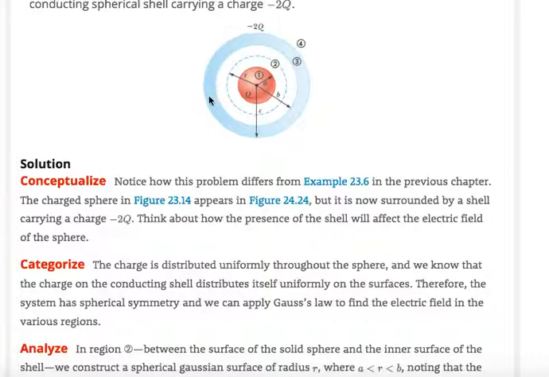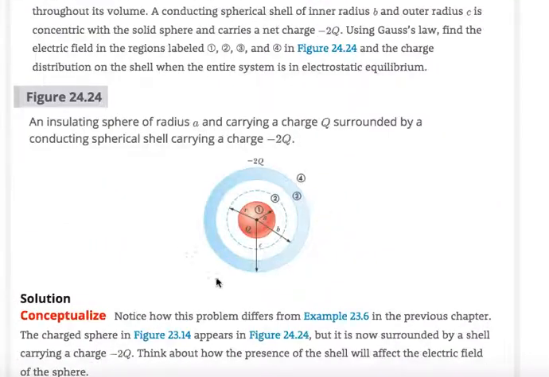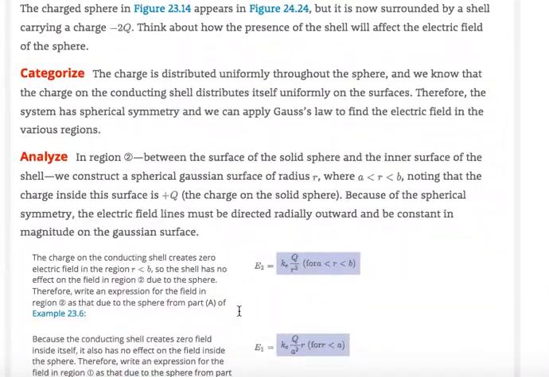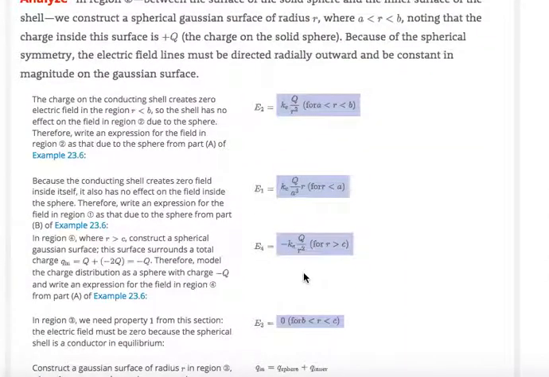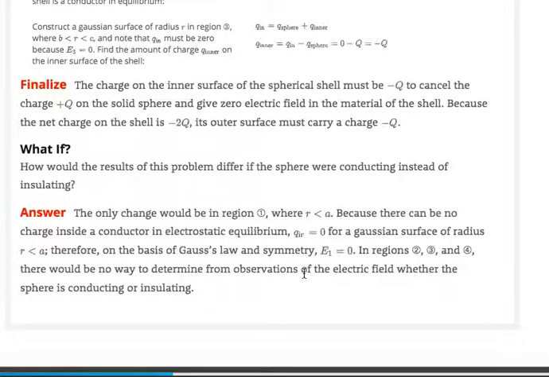And so if you put a Gaussian surface right there between the edges of this conductor, you would have 0 inside charge, so there's 0 electric field there. And then the total charge inside a sphere out here would just be Q plus negative 2Q, which is negative Q. So the electric field is negative kQ over r squared, and those electric field lines would be drawn just that way.